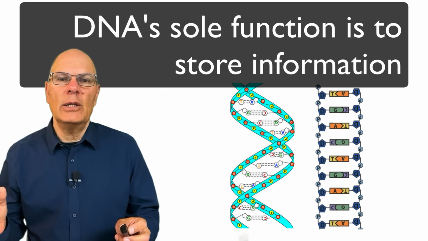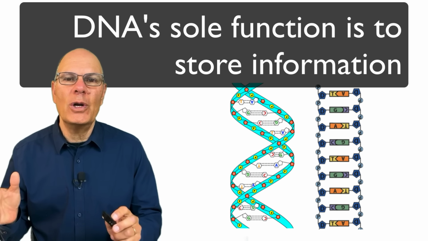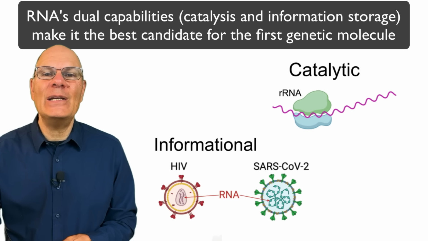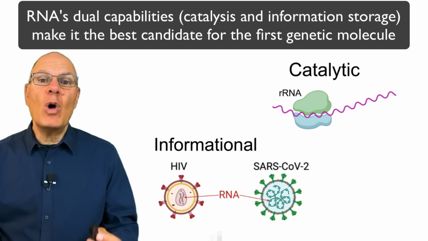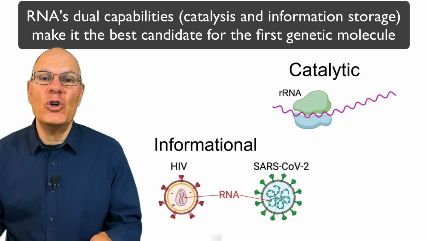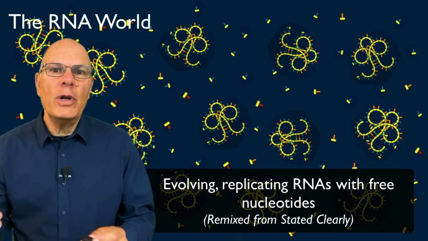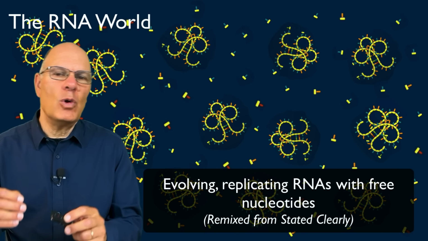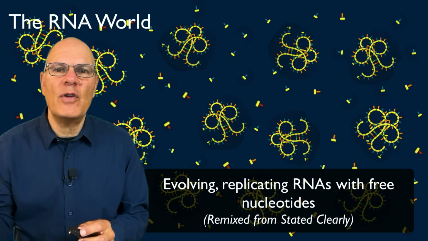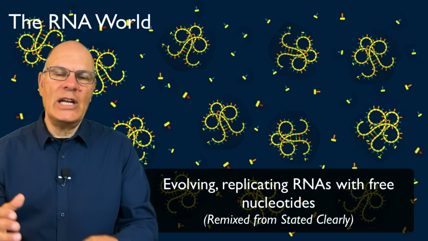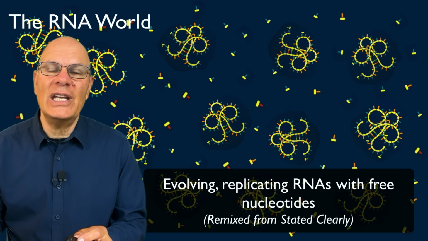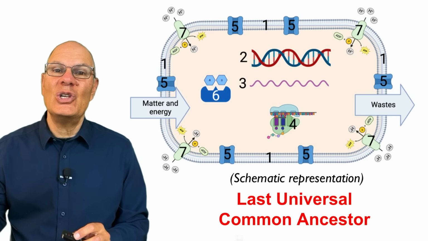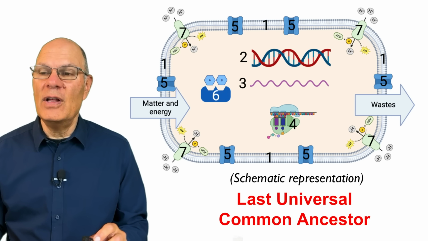DNA, with its double helical form, is fantastic for storing genetic information. RNA, because it has both catalytic abilities and information storage capabilities, is widely thought to have emerged as the first genetic molecule. Before there were cells, it's thought that there might have been a phase in which there were self-replicating systems of RNA molecules that were subject to natural selection that would grow in complexity. And that's called the RNA world that led up to the last universal common ancestor of life.